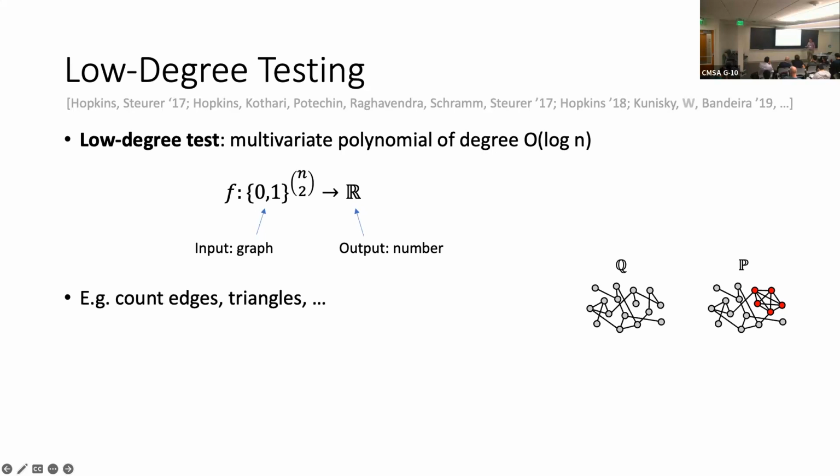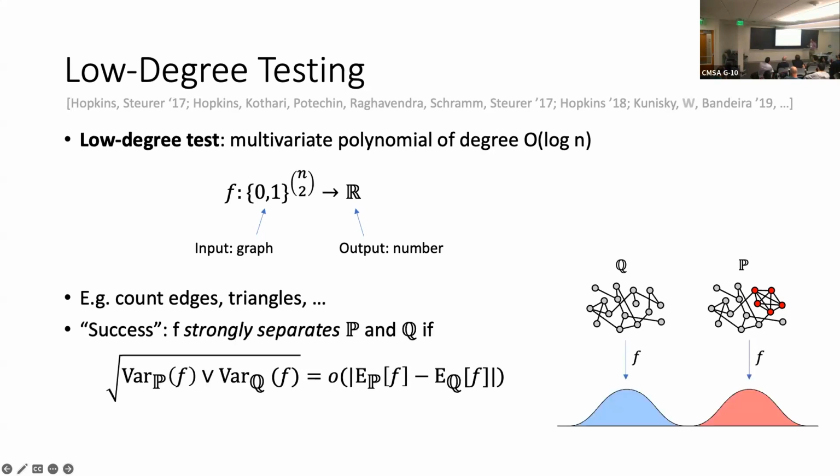So this could include, for example, counting the total edges in the graph, right? That would just be adding up all of your input variables. Or you could count the triangles in your graph. This would be like a degree 3 polynomial where you sum over all the possible triangles. And similarly, you can count any small subgraphs and so on. We're imagining maybe it has degree roughly log n, so you can count subgraphs up to that many edges.